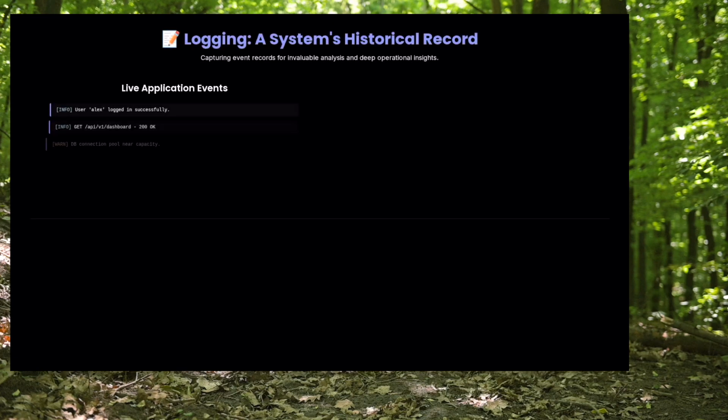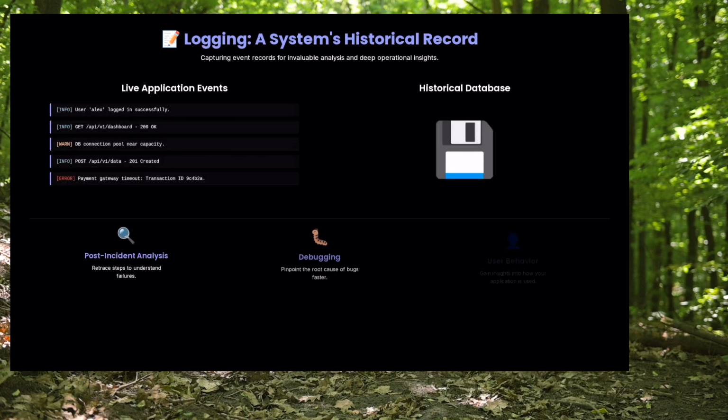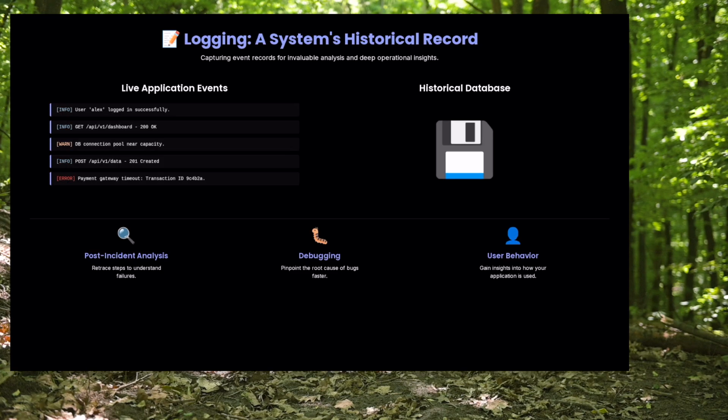Logging, on the other hand, captures detailed records of events within your applications, which are invaluable for post-incident analysis, debugging, and understanding user behavior. These logs serve as a historical record, offering deep insights into system operations.